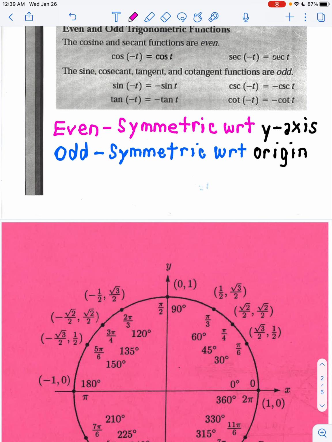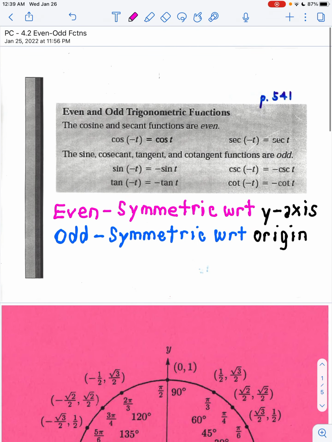This is the e-learning lesson for Wednesday, January 26th. We are going to be reviewing even and odd functions and how to use our calculators in both radians and degrees. As you can see, I have uploaded a PowerPoint on even and odd trigonometric functions.